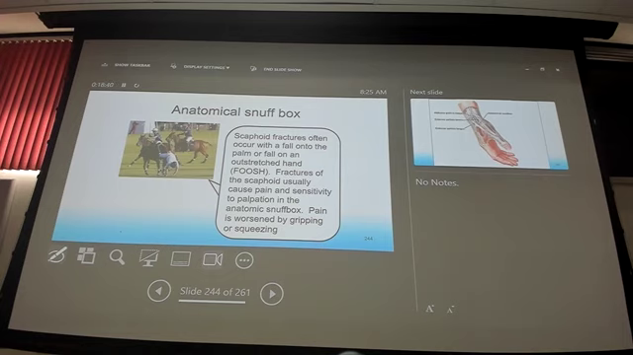Because I'm about to show you on another picture, the scaphoid has a very unique blood supply. And if they have a fractured scaphoid, if you ignore it, part of that bone is going to die. And I'll show you why.